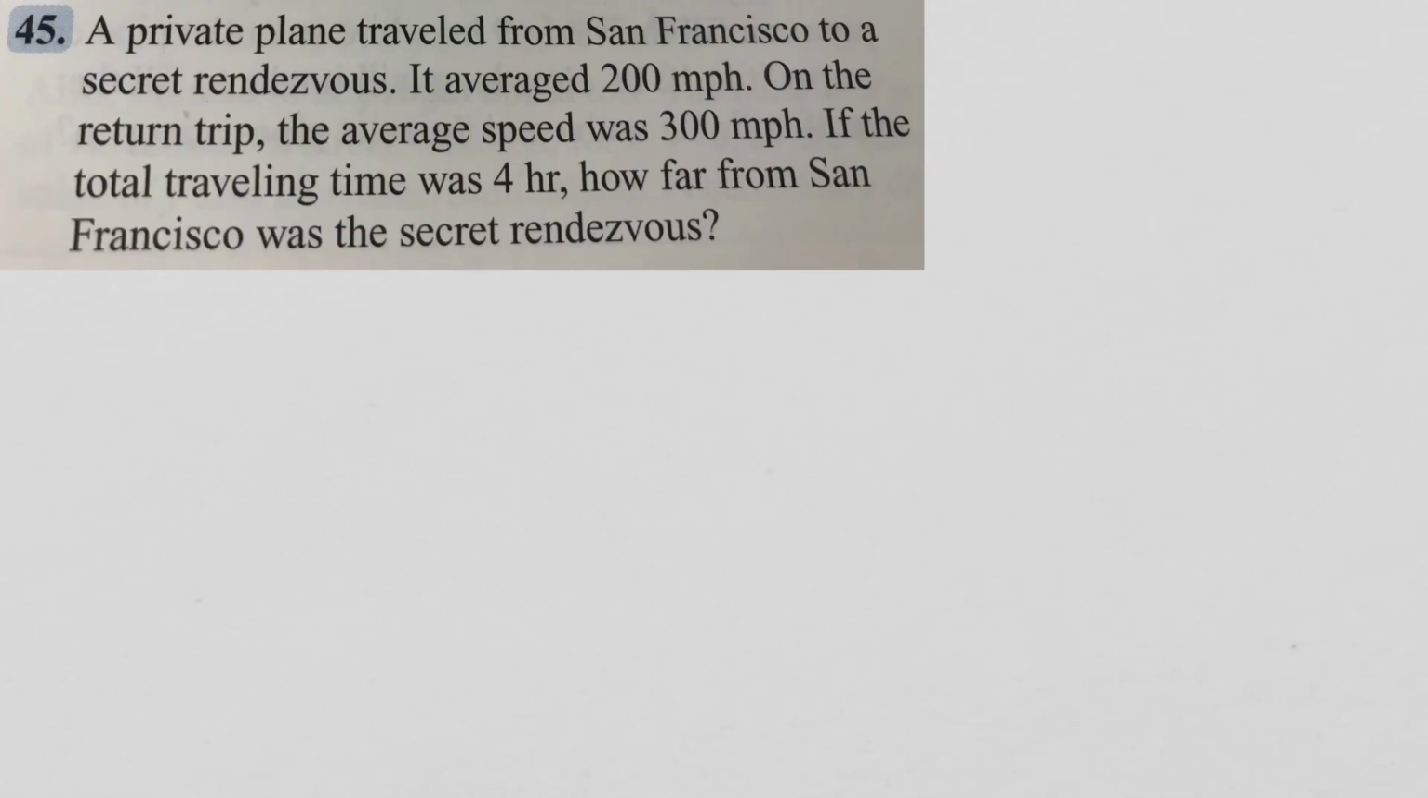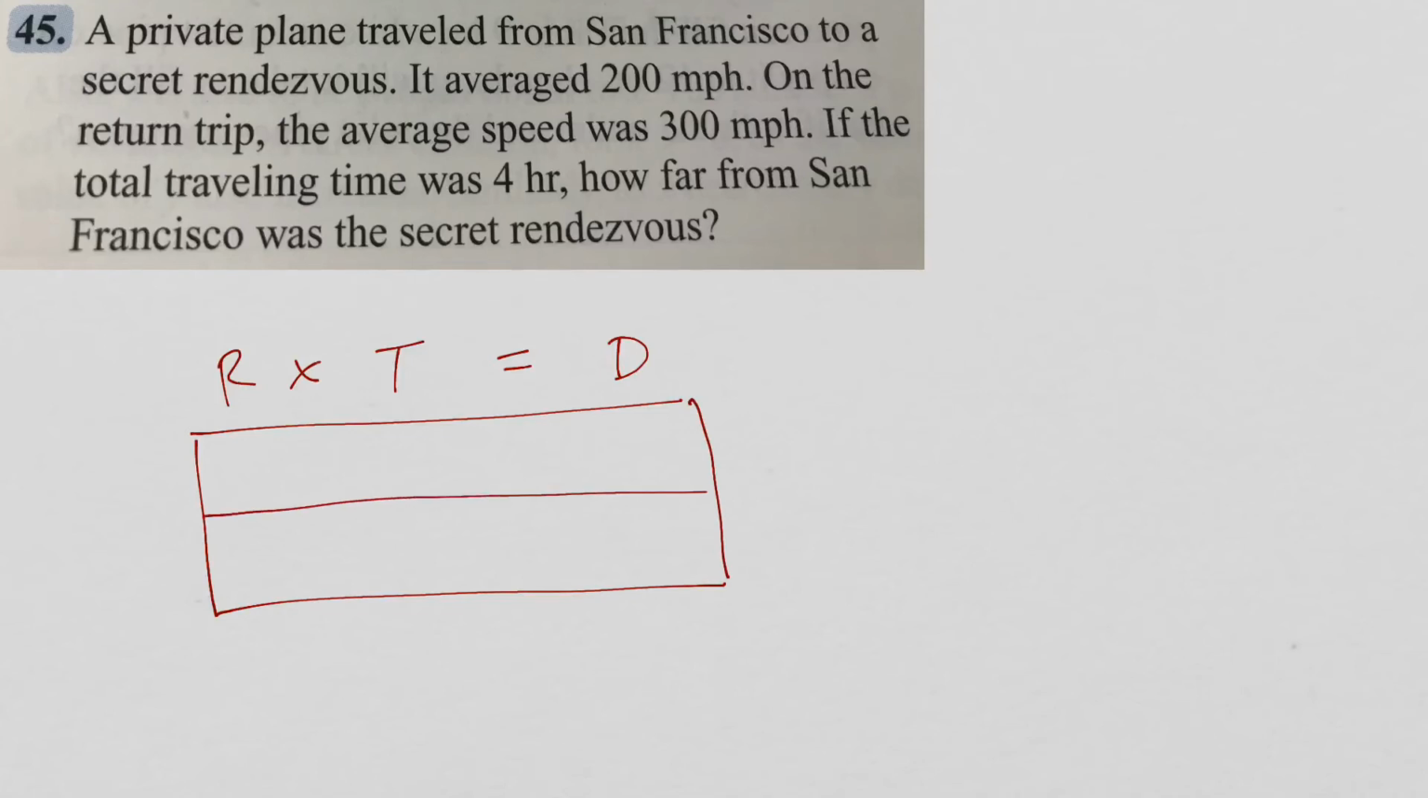Okay, right off the bat, I can see that this is a rate, time, and distance problem, so I'm going to start with this. Rate times time equals distance. This is a round trip. So I'm talking about a trip there and back. Okay. When I'm going there, we're averaging 200 miles per hour. When we're going back, we're going 300 miles per hour.